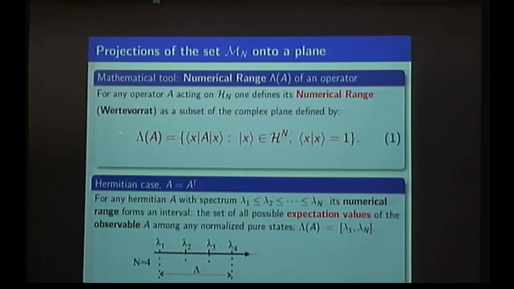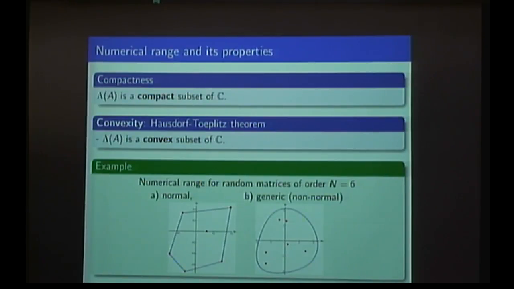And the definition is simple. For any operator, you take normalized states and you look at the expectation values among any pure states. So for us, it's a very simple notion. We take all possible expectation values of a given operator in any normalized state. Now look, if this matrix is Hermitian, so A is equal to A adjoint, of course we know very well that the spectrum of such a matrix is real. You can order it from lambda 1 to lambda n, in this case lambda 4, and it's easy to show that this numerical range is just the set from the smallest to the largest eigenvalue. So it's a range, a segment of the line, before the name, range, it is numerical range. This is because the operator is Hermitian. In general, for non-Hermitian operators, this numerical range forms a set in the complex plane.